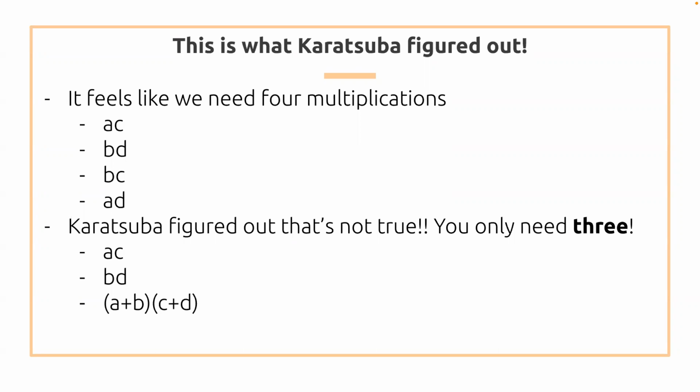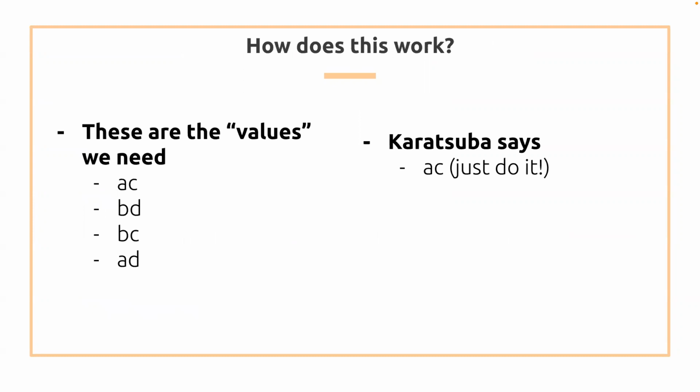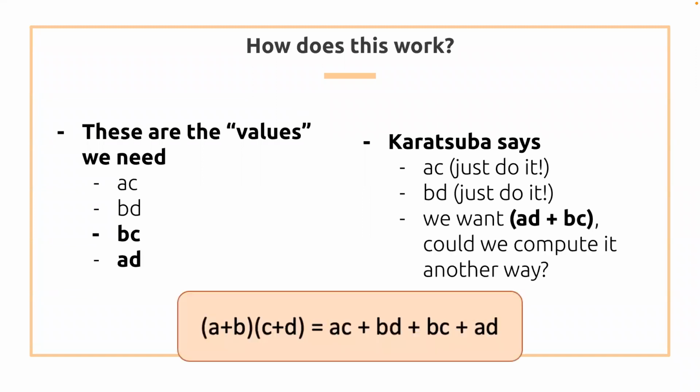Can you guys maybe see how that's going to turn out? It's okay if you can't, because I'm teaching you this. You're not supposed to, but this is his thought process, right? So the values I need are AC, BD, BC, and AD. For AC, he said, just do it. There's nothing clever there. For BD, he said, just do it. I can't help you there. For these two, he said, wait a second. I don't actually need BC and AD. All I want is their sum. I don't want each one. At the end of the day, all I want is the sum of the two.